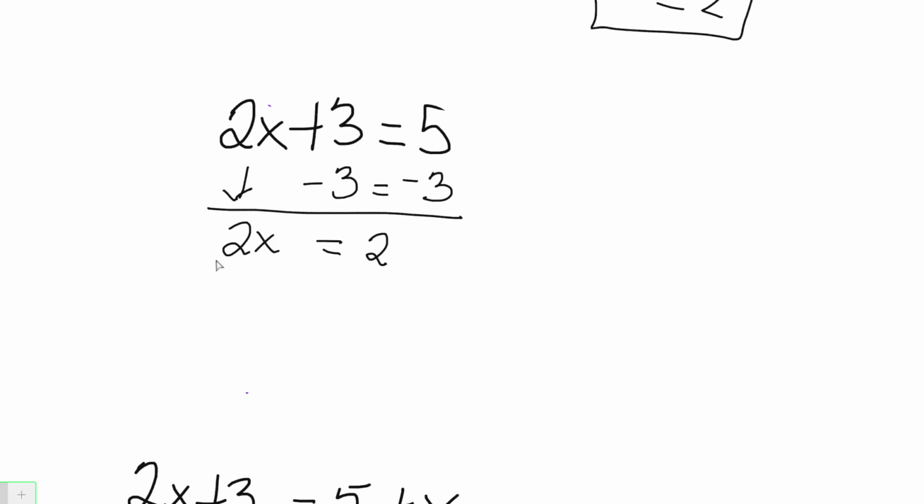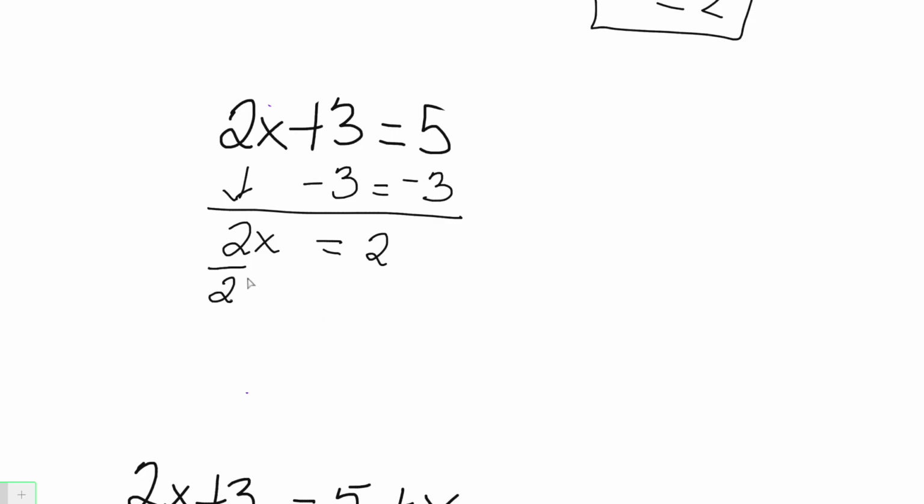But now I have that 2x. Earlier I told you 2 with an x, or any number with an x, means that you're multiplying. So what's the reverse of multiplying? Because we are reversing our steps to find out what that x may have went in as, or should have went in as. So we're going to reverse it with division.